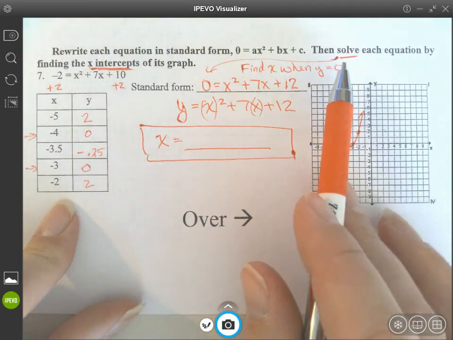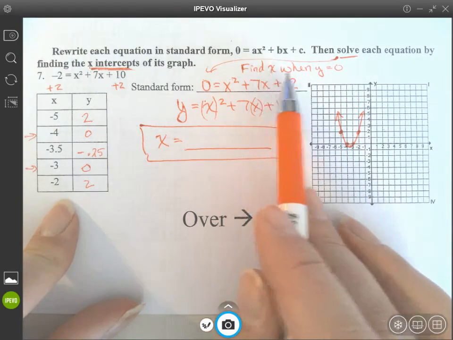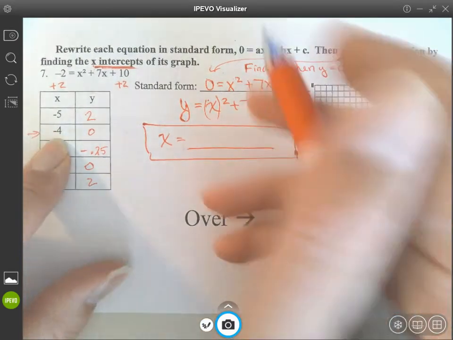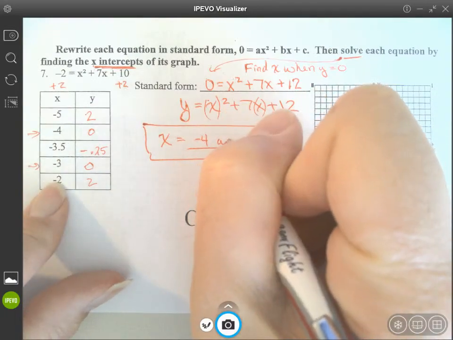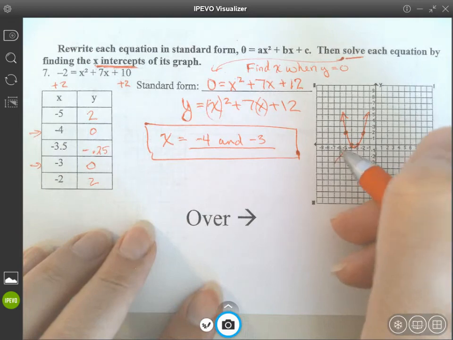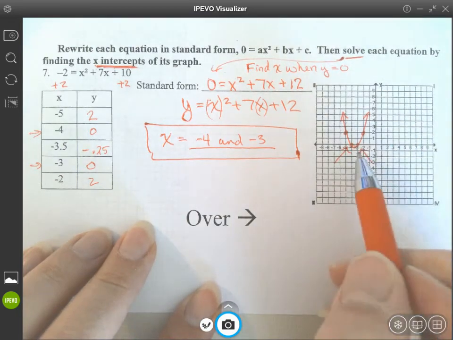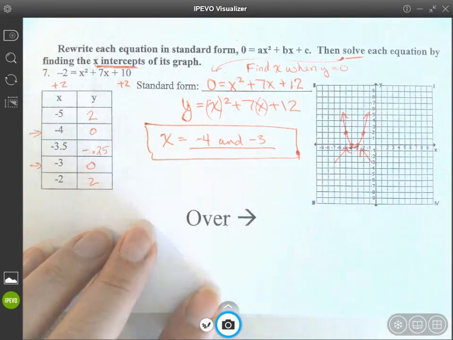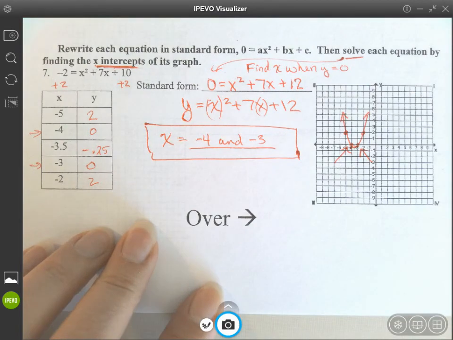And I want to know, to solve the equation, I'm trying to find x when y is 0. And we already know that x is -4 and what else? -3 when y is 0. Do you see that those are the x-intercepts? -4, 0 and -3, 0. It's a little tight on that graph. So that's what you're doing.